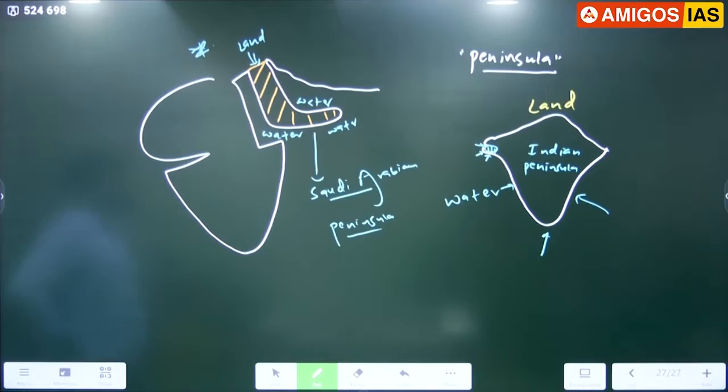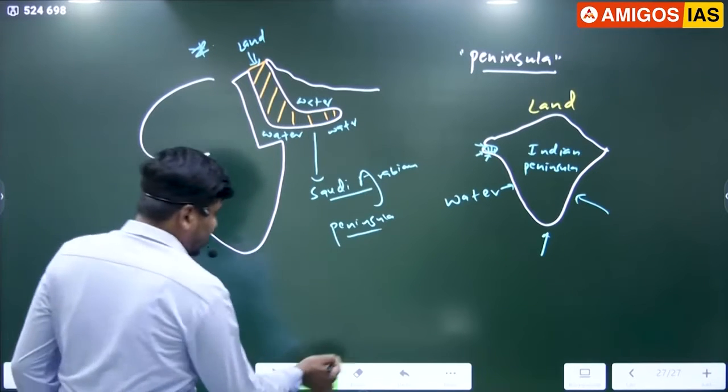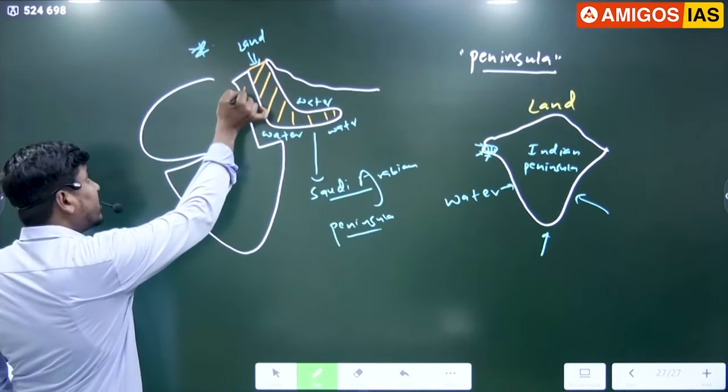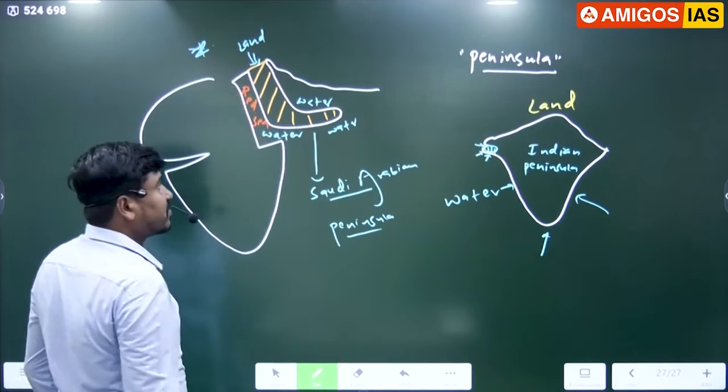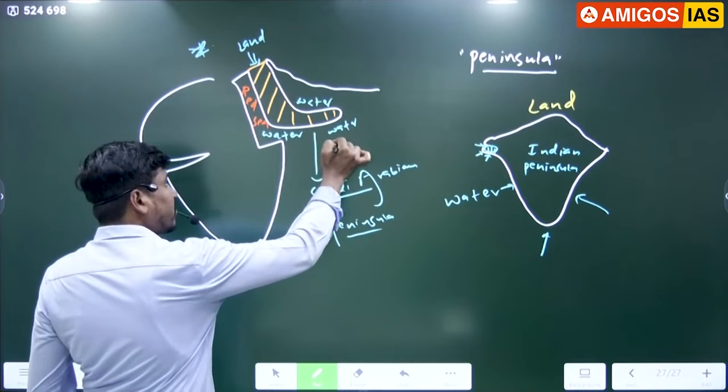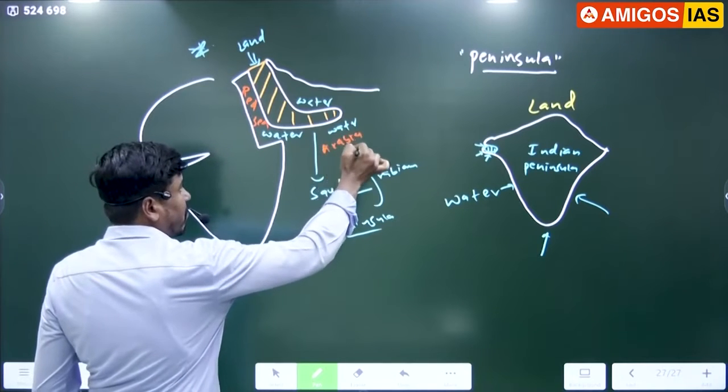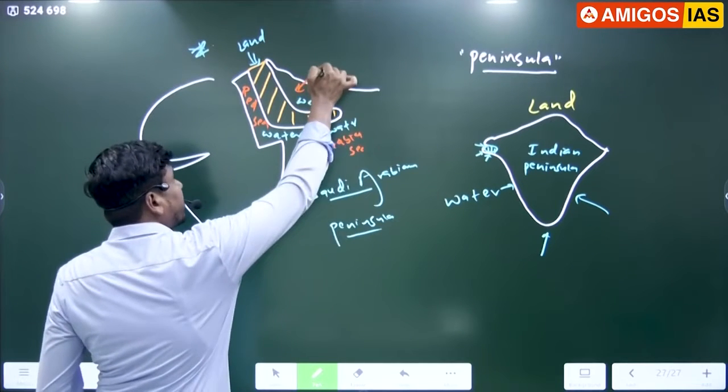Just tell me which water bodies are surrounding the Saudi Arabian Peninsula. One is the Red Sea. Then the second one, the Arabian Sea, and the Gulf of Persia.